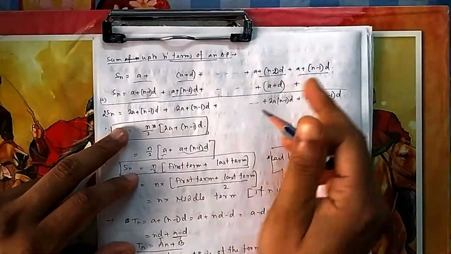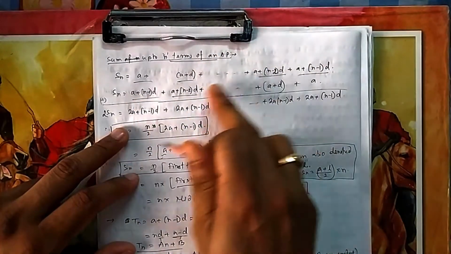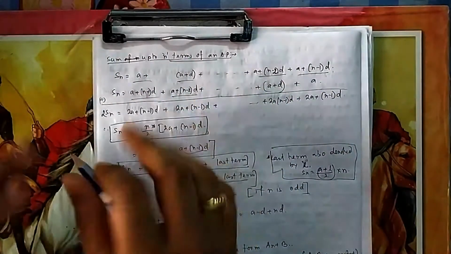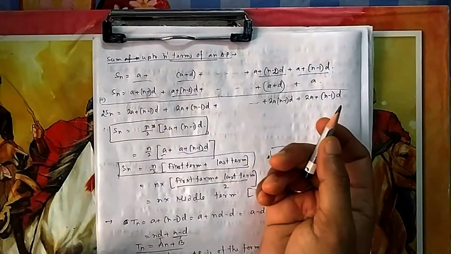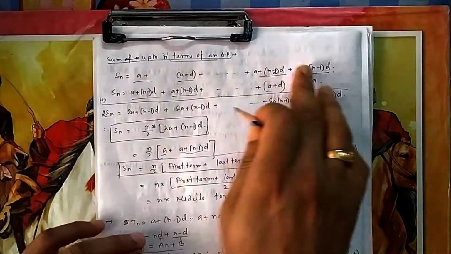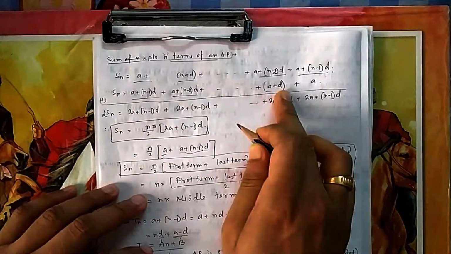Now if I reverse it, if I write the last term first and then this term, and this one, this one, so I have changed the positions of the AP terms. The summation should remain the same, because in summation it doesn't matter whether you add a term first or at the last. Ultimately it is addition.